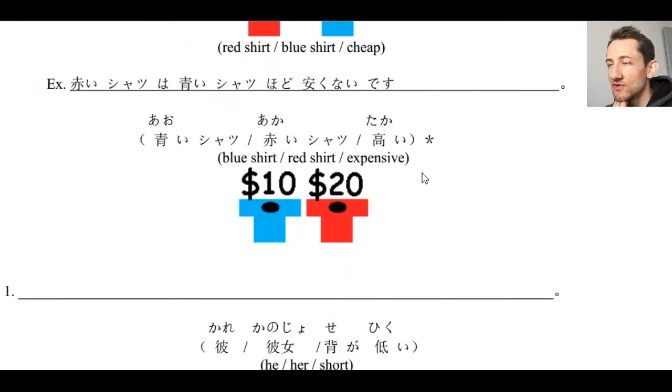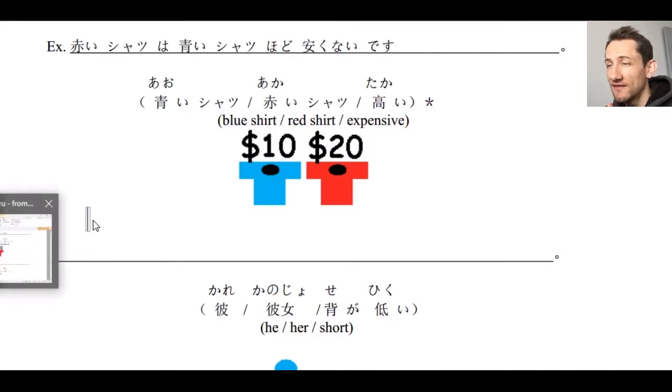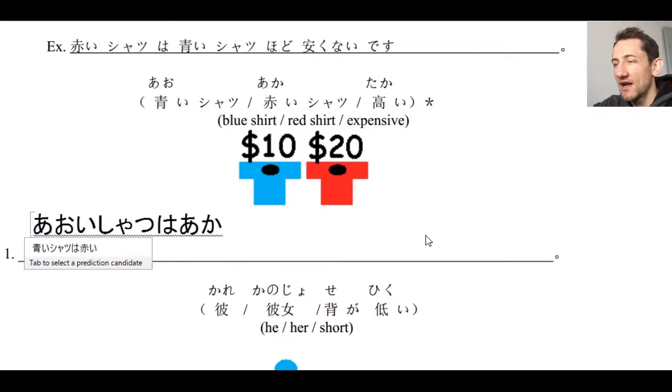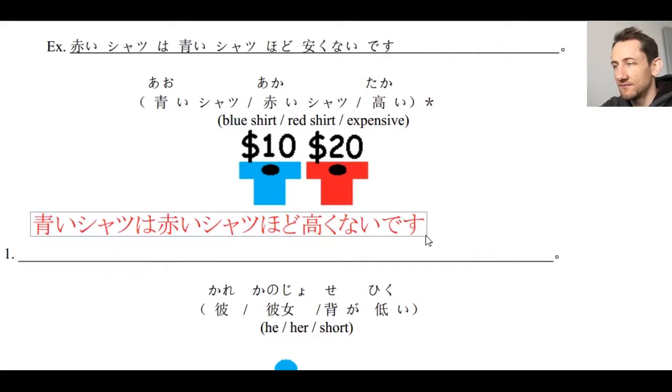And that's what we're going to do. So let's see, number 1. You can pause the video here and try to answer it before I do. We can kind of work on it together. Okay. So we have 青いシャツ、赤いシャツ、高い. So we can see that the blue shirt is not as expensive as the red shirt. So we could say 青いシャツは赤いシャツほど高くないです。So the blue shirt is not as expensive as the red shirt.